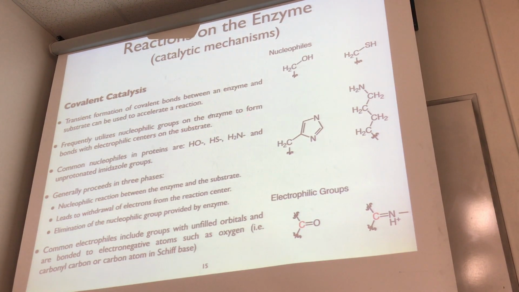Freely utilizes nucleophilic groups on the enzyme to form bonds with electrophilic centers on the substrate. So it's nucleophilic. Common nucleophiles include the hydroxyls. You've got your phenols, less so than your serines and your threonines. Your thiols. The thiol here is one of the most potent nucleophiles, strongest nucleophiles you can have under aqueous conditions. The imidazole is a good nucleophile. We'll see it pop up.